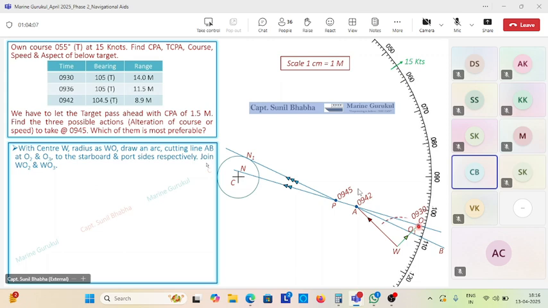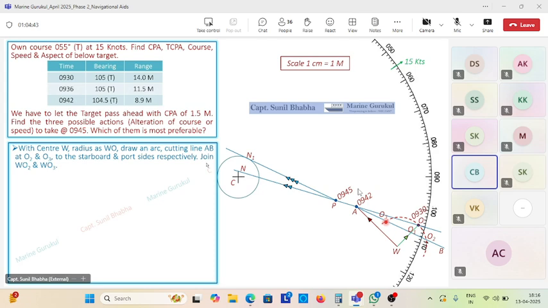You can see the red color arc coming up on the plot. Now this arc cuts the line AB, which is parallel to our new line of approach. The arc cuts the line AB at 2 points. One is at this particular point. Let us name this point as O2, Oscar 2, and the other intersection point is this particular point. You can follow the laser pointer on the screen. So this is the second intersection point. Let us name this as O3.